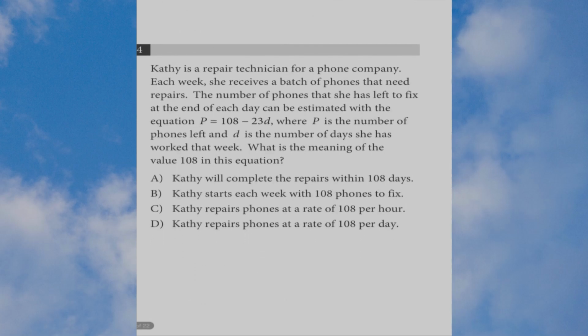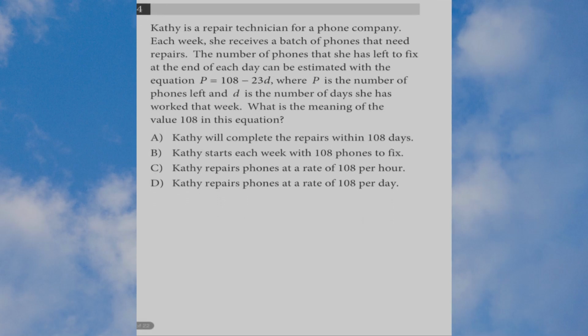Kathy's a repair technician for a phone company. Each week she receives a batch of phones that need repairs. The number of phones that she has left to fix at the end of each day can be estimated with this equation, where P is the number of phones left and D is the number of days she has worked that week. What is the meaning of 108 in this equation?